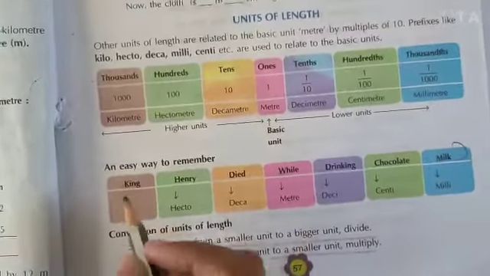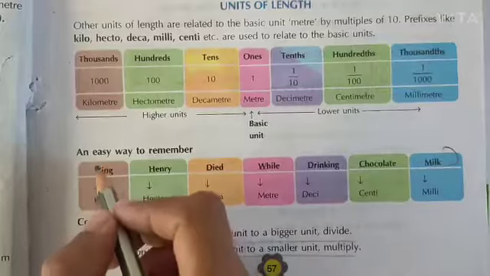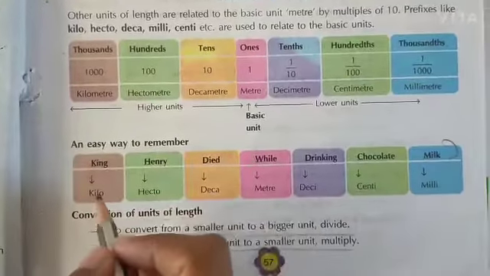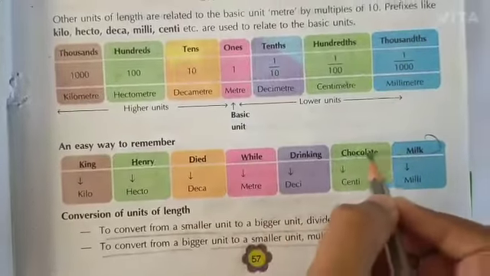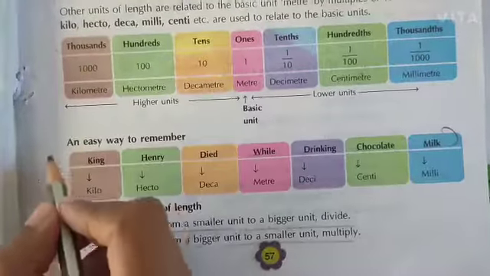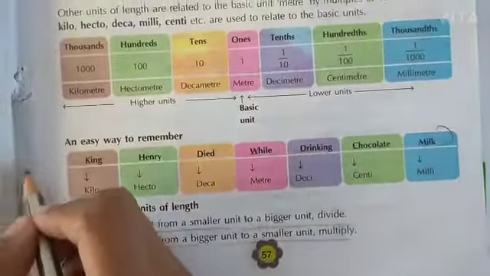Now how will we remember this? So let us study an easy way to remember. Here you can see: King Henry died while drinking chocolate milk. So this is a poem which you need to learn.